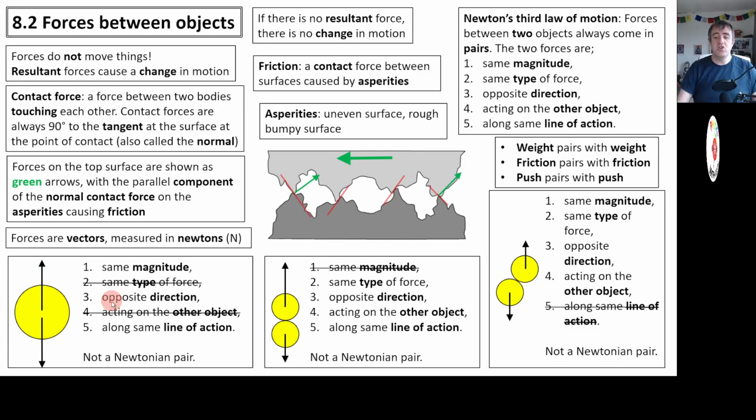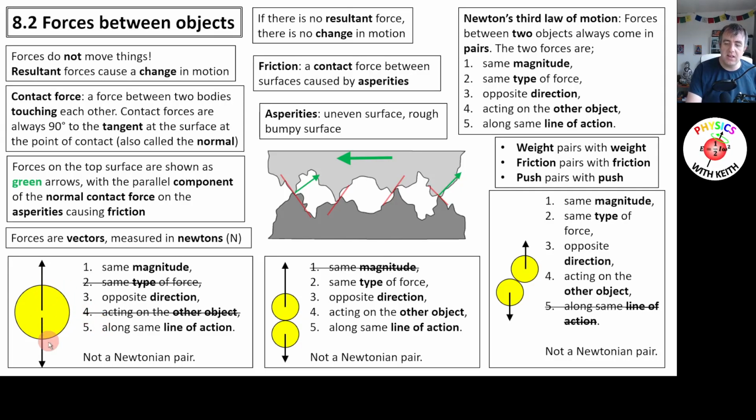And because the ball's motion is not changing, the resultant force is 0. So these two forces are going to have the same magnitude and be in opposite directions, so that the resultant force on the ball is 0, because it's not changing its motion. It's not moving, but it persists in a state of not moving, so its motion isn't changing.